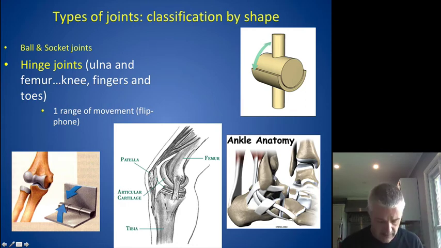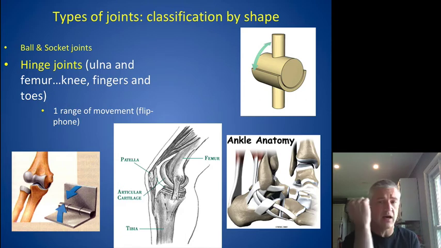Knee is kind of a hinge joint. Knee is a little bit more complex than that, in that you have multiple bones moving past one another. There's a gliding joint mixed into there, and there is a little bit more lateral movement in the knee than you would see in the elbow.